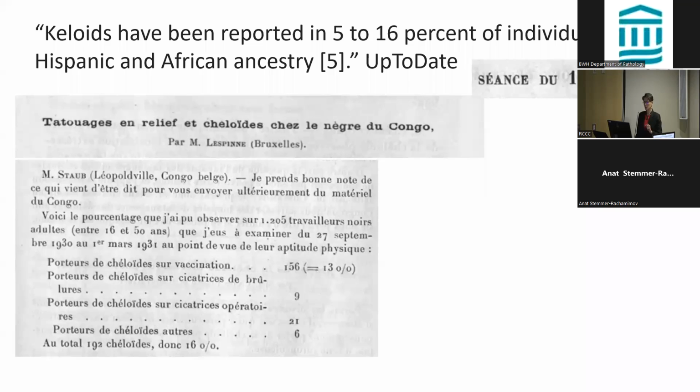I was able to look at 1,205 Black adult workers, and let's just pause here and think about the colonial exploitation that is summed up in that sentence. And what he did is he looked at them over this time period, and he found that 16% of them had keloids.